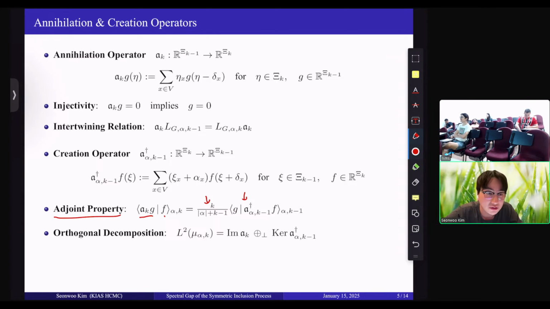Owing to this adjoint property, we can now decompose this whole L2 space, which is exactly psi k, into two parts in an orthogonal decomposition manner. The first part will be the image of functions coming from the k-1 space by A_k. And then the remaining part will be the kernel, such that A dagger vanishes. And then we can prove by this adjoint property that they are exactly orthogonal with respect to the measure.